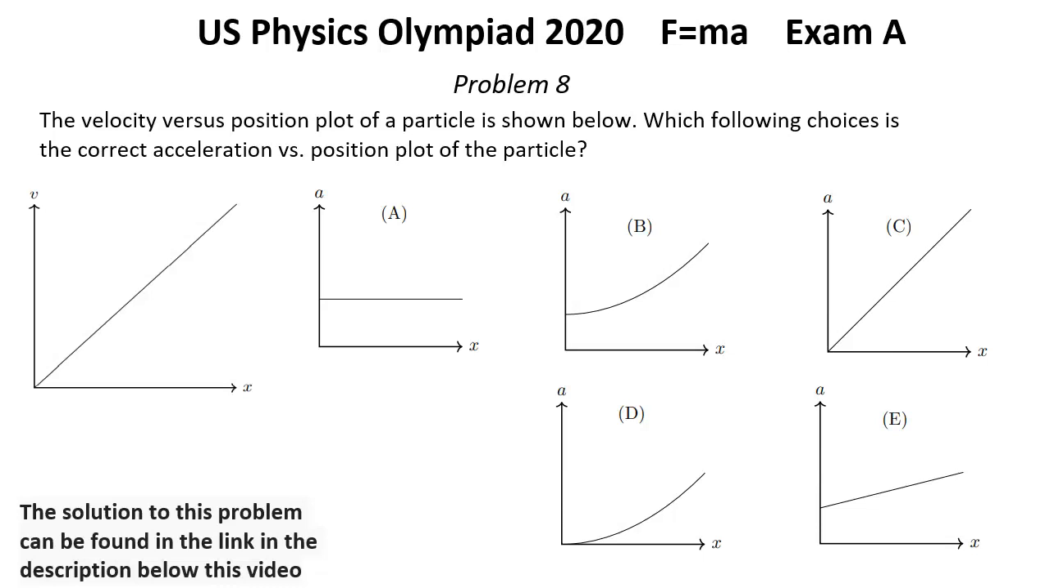The equation for this graph, velocity versus position, is v equals cx, where c is a constant. Let's take a first derivative for both parts. That will be acceleration a equals cv, but v equals cx. It means that acceleration equals c squared x, an exactly linear dependency, which is graph C. So that was the answer for problem number 8, graph C, and that was the solution for this problem.